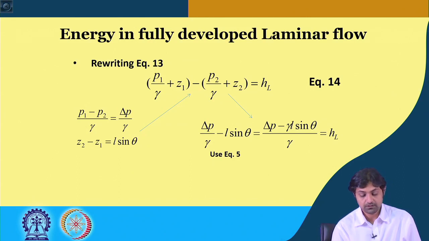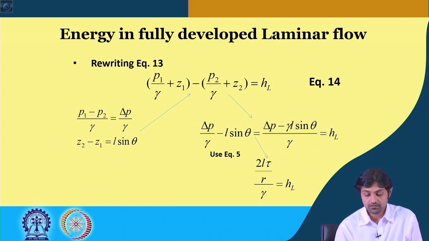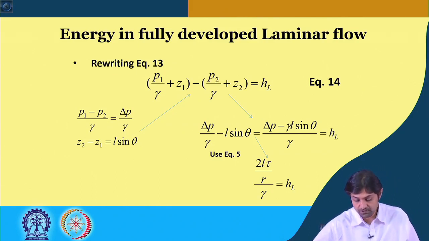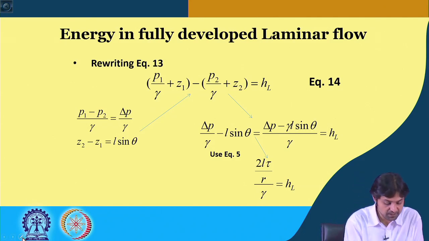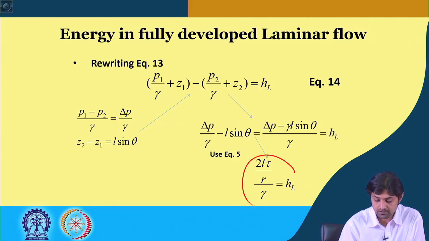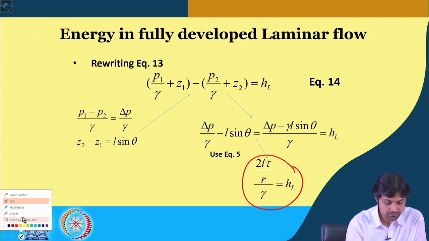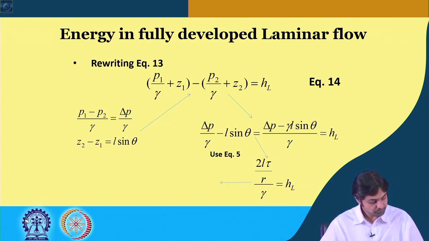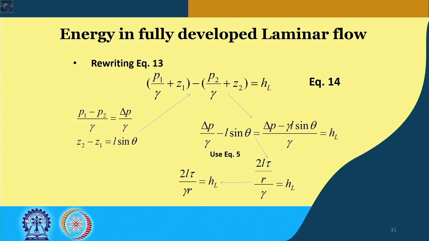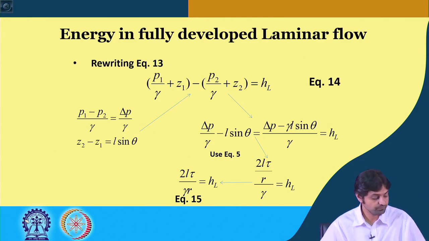Now, if we use equation 5, you remember what the equation 5 was? Then, delta P minus gamma L sin theta using equation number 5 can be written as 2 tau L by R. This will be the head loss. And then head loss can be simply written as 2 tau L by gamma R. This is equation number 15.